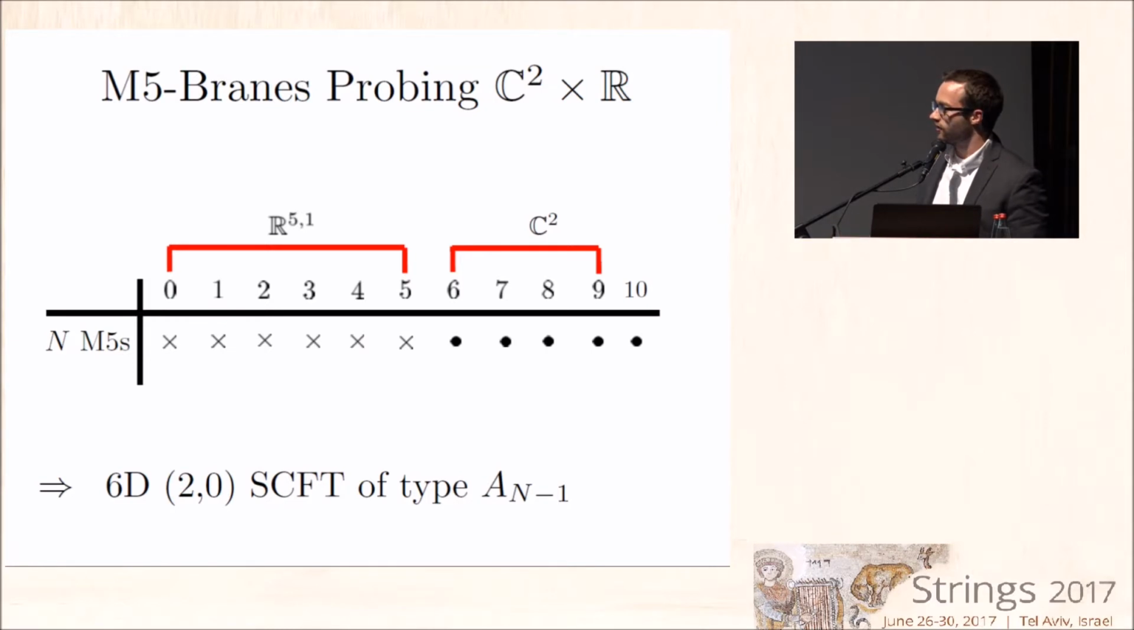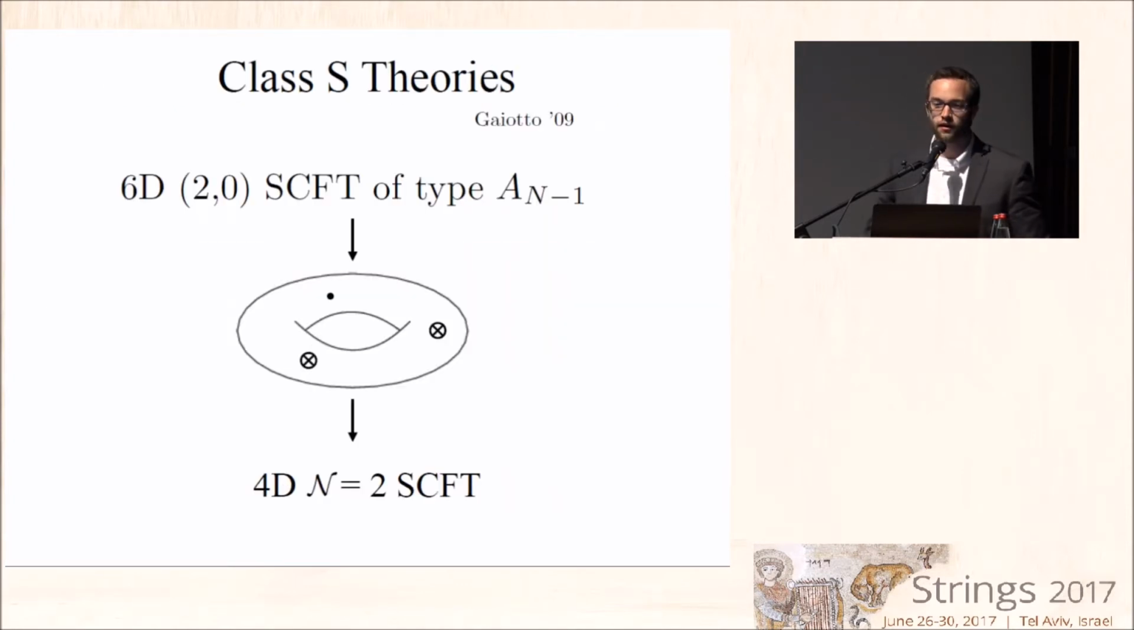For class S, the relevant 6D theories arise as the world volume theories of M5 branes. If I take a stack of n M5 branes, I get the (2,0) SCFT of type A_{n-1}. If I take this theory and compactify on a punctured Riemann surface, I get what's called a class S theory in 4 dimensions. These theories have N=2 supersymmetry, and they were famously studied back in 2009 by Gaiotto.